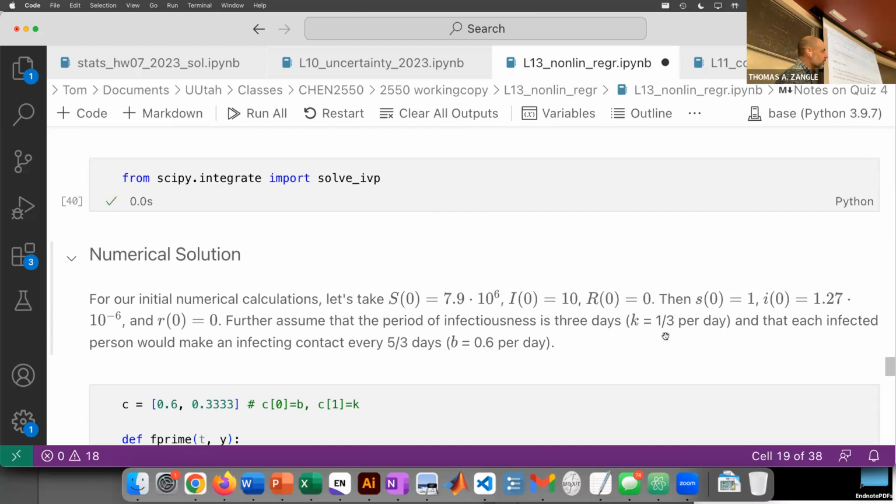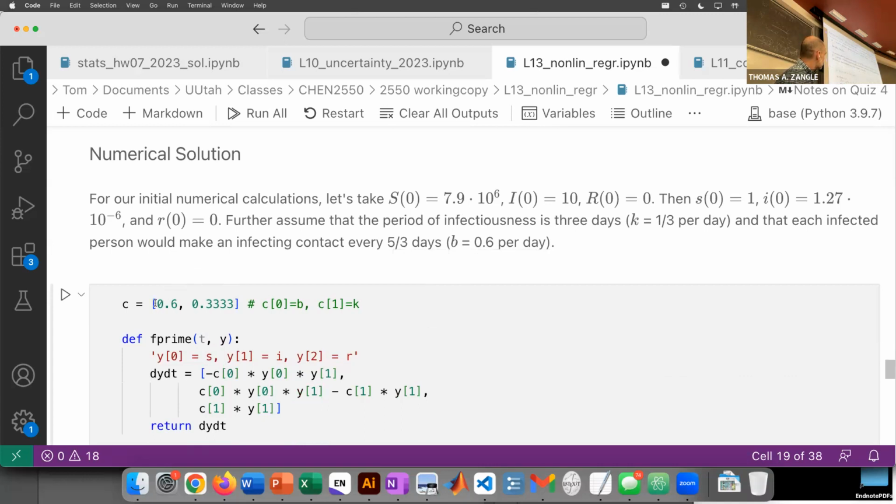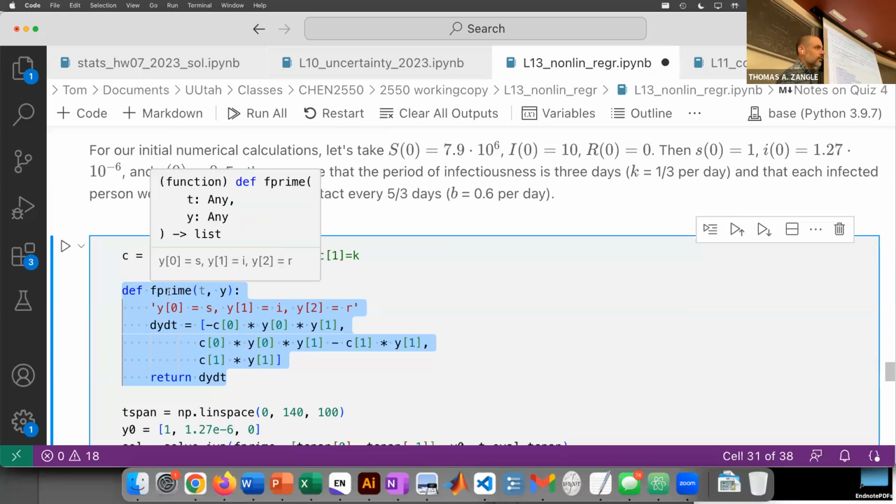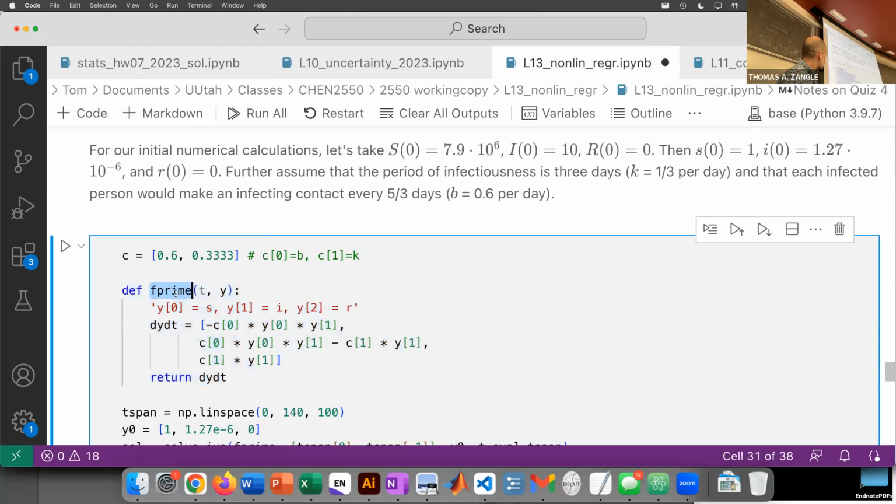And then based on some parameter values, in this case we'll say k is 1/3 and b is 0.6. We can then take those parameter values and define, this is really the key piece that we've been building to, a function. First we start by defining a function that computes the derivative of each of those values, the rate of change of, in this case, our s, i, and r for each of the variables.